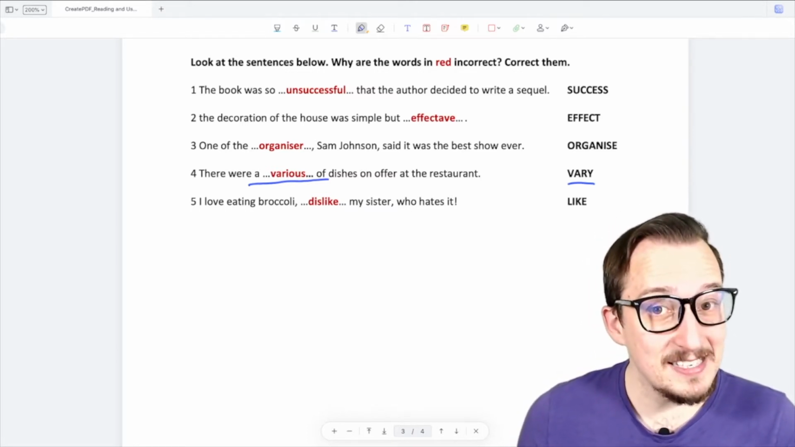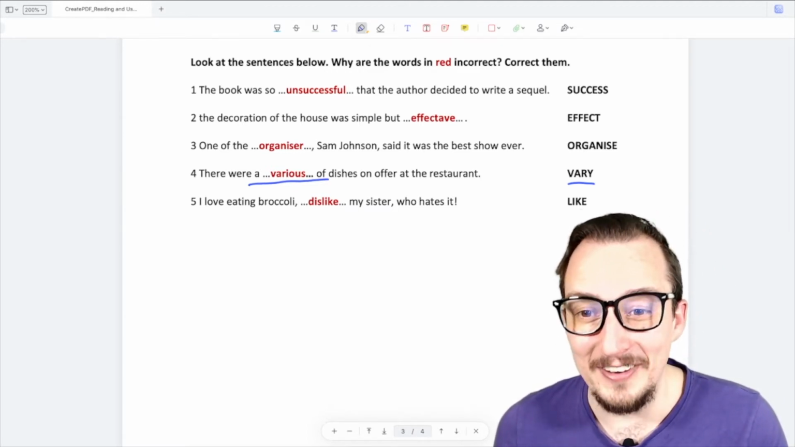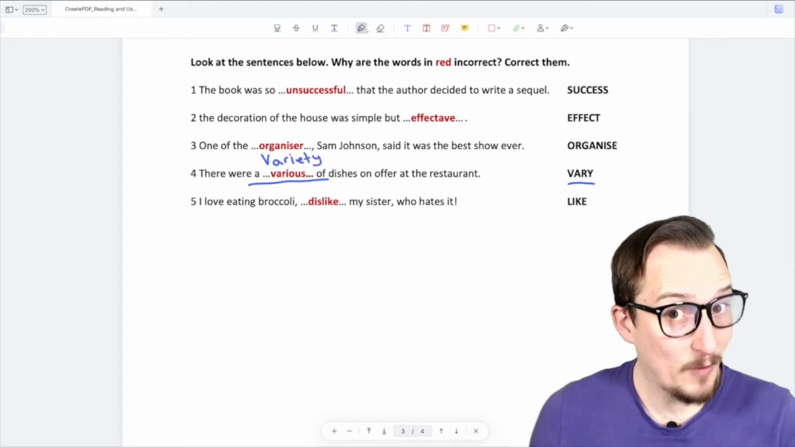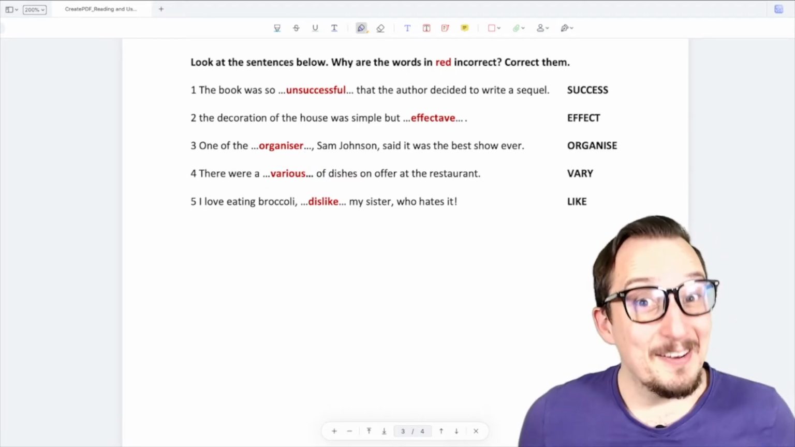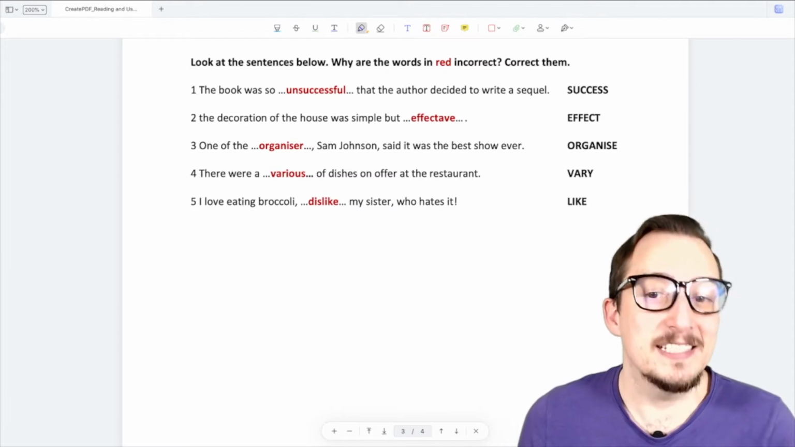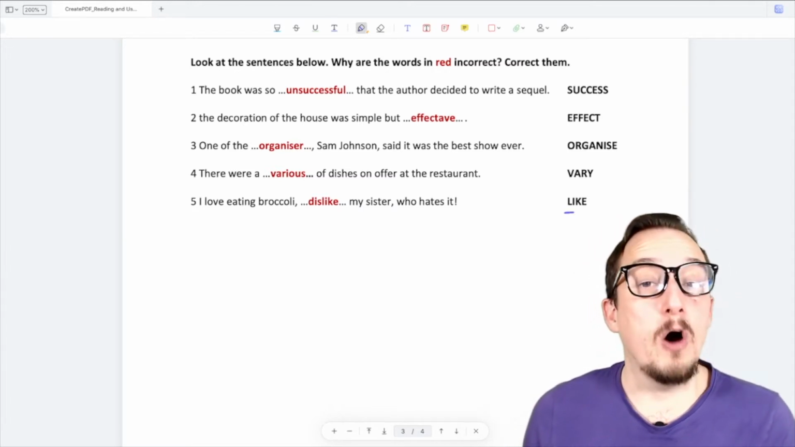So if various is the adjective, what is the noun form of vary? So well done if you said variety. So the correct answer to question 4 is variety. And finally, question 5, which reads, I love eating broccoli, dislike my sister who hates it. And the stem word is like.